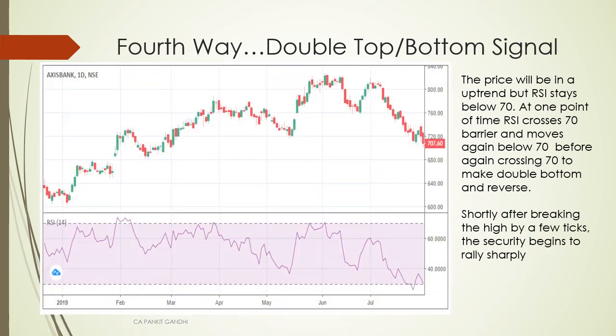You can see this in the Axis Bank chart. This is almost a double top in RSI. See the fall. Again, this is a double top. This is a good fall. So this way we can predict the reversals too.